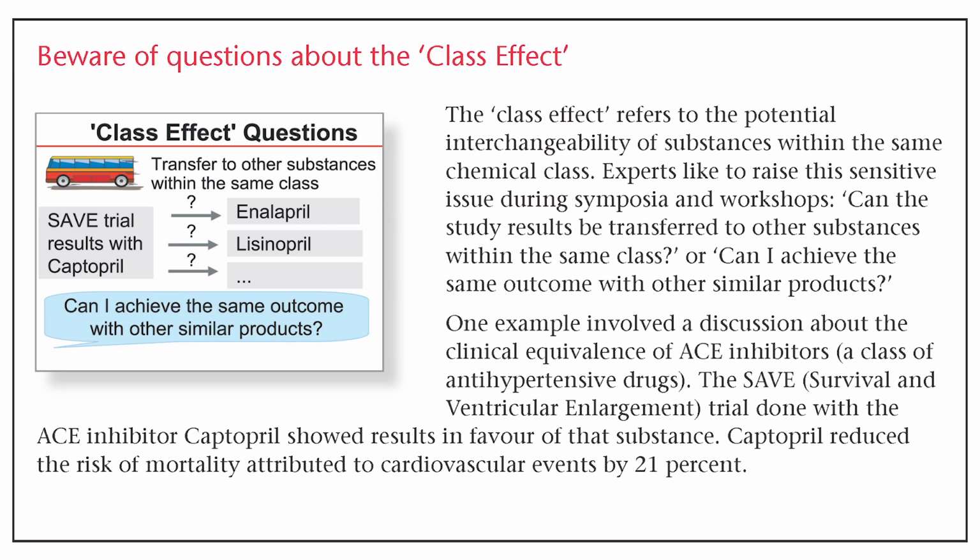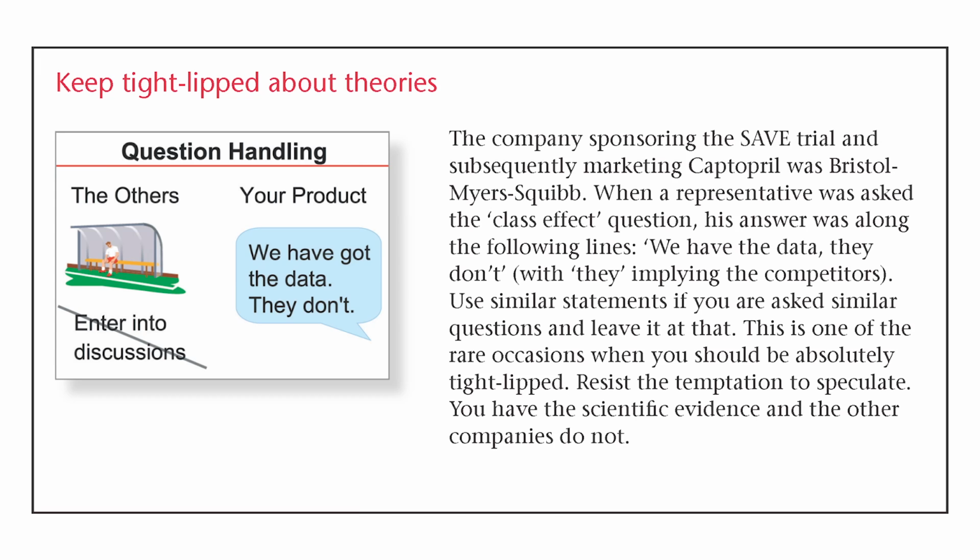One example involved a discussion about the clinical equivalence of ACE inhibitors, a class of antihypertensive drugs. The SAVE, Survival and Ventricular Enlargement trial, done with the ACE inhibitor captopril, showed results in favour of that substance. Captopril reduced the risk of mortality attributed to cardiovascular events by 21%. Keep tight-lipped about theories. The company sponsoring the SAVE trial and subsequently marketing captopril was Bristol Myers Squibb.